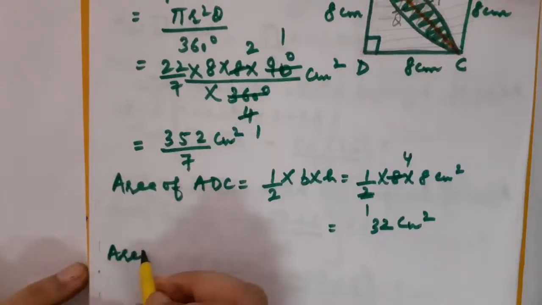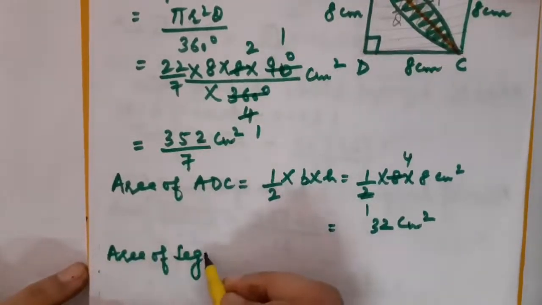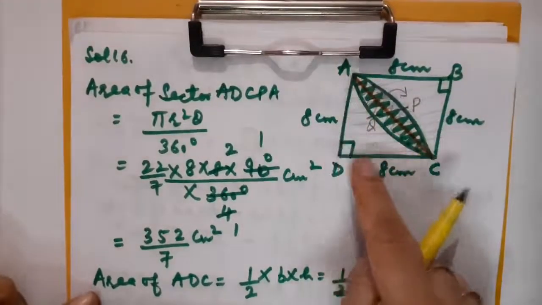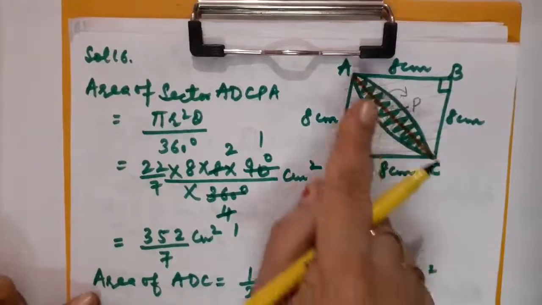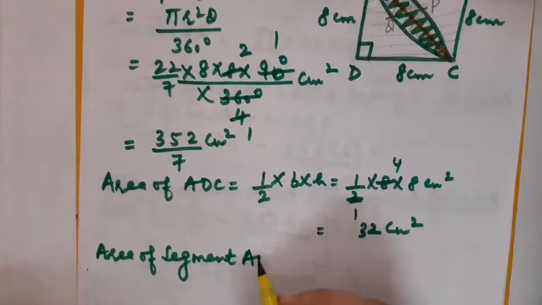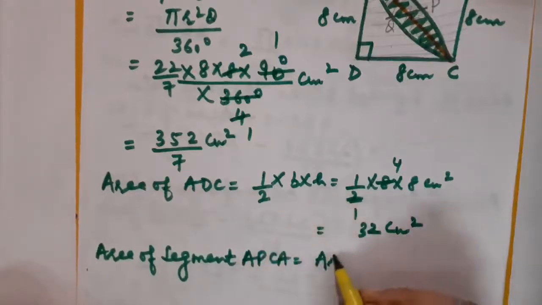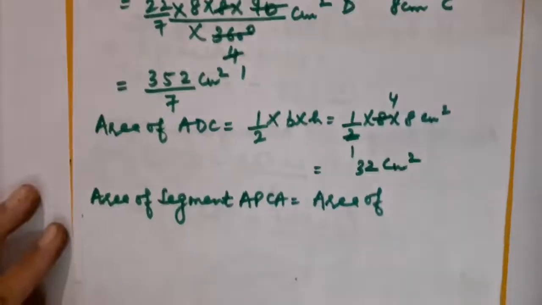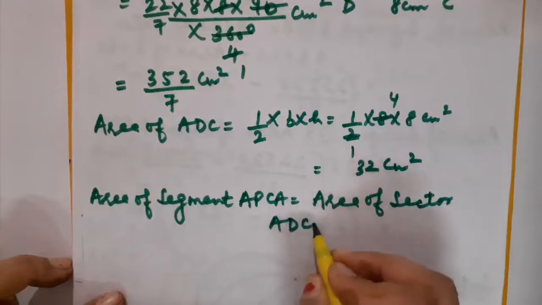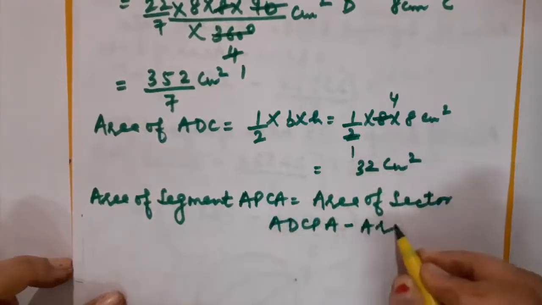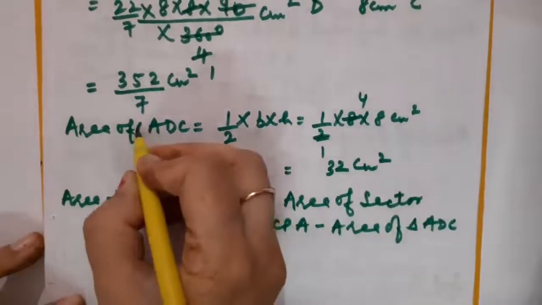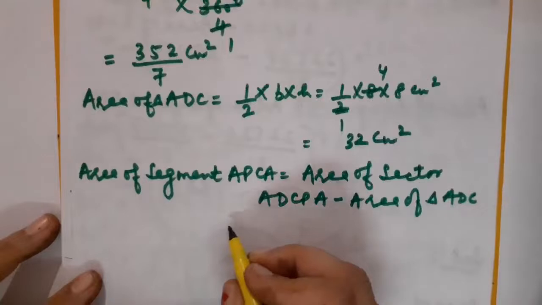Now you should write the area of segment. Please give the name of the segment. If from this complete sector I subtract the area of this triangle, I will get the APCA segment. That is APCA. Formula you know. Area of sector, that is ADCPA, minus area of triangle ADC. Here you can write triangle. Fine. So let us calculate it.